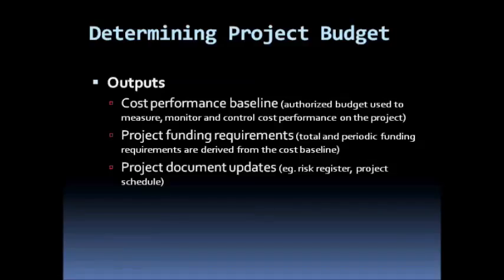Our outcomes or outputs will be a cost baseline or a cost performance baseline, which is the authorized budget used to measure, monitor, and control the cost performance on the project. Then we'll come up with our project funding requirements, which details the total and periodic funding requirements derived from the cost baseline. Then we could update any related project documents with information that has come up as a result of our budget determination.